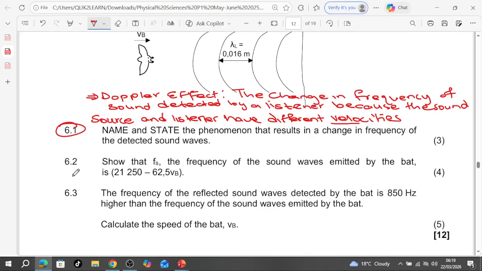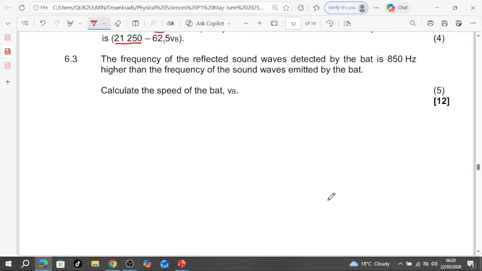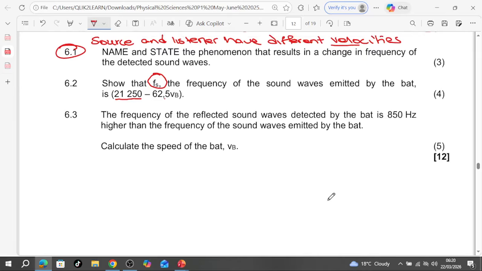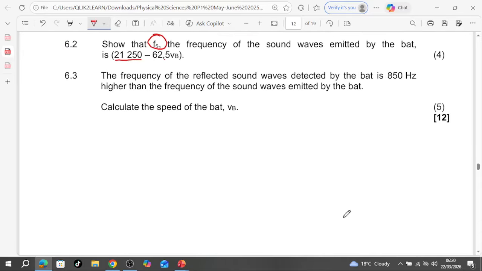Then 6.2. They say that on 6.2 we must show that Fs, which is the frequency of the sound waves emitted by the bird, is 21,250 minus 6.25 VB. So you know what I'm going to do? I'll focus on finding my Fs. Now let's work this down here. I'm not sure if this will be enough space.